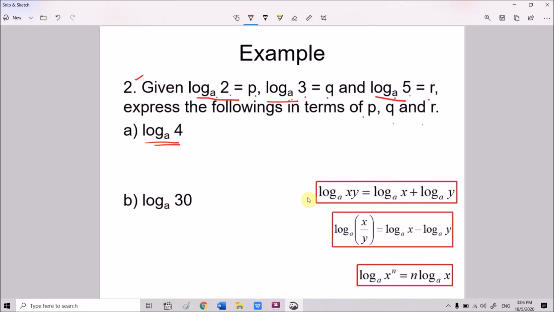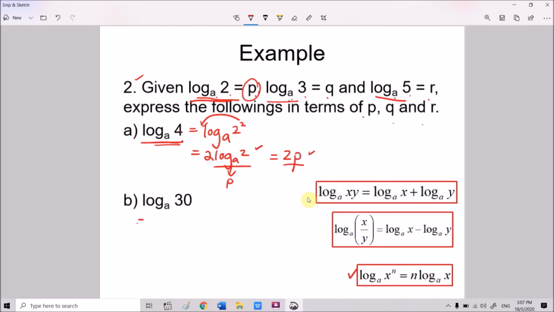For example, log base a of 4, which we can see as log base a of 2 to the power of 2, because 2 to the power of 2 is 4. And if we use the power law here, we can bring the 2 to the front. You get 2 times log base a of 2. Why are we doing this? Because if we get this term here, which is equal to this, we can replace it with p. So now this is p, and we can rewrite this as 2p. So this is the answer.